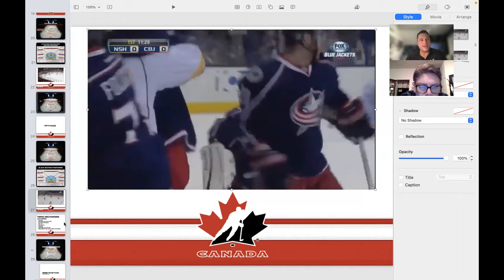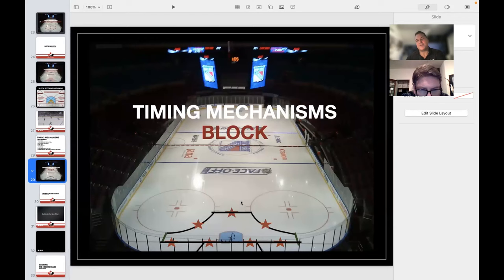And then these are the timing mechanisms for block. So are they going to come up here and shoot? That's a VH. If they come down here and shoot, it's either a regular on-post stop, or you could use a VH, but I'd reserve it for dead angle. And then is the player coming down and coming up here? That's going to be an RVH. Are they coming here at the edge of the crease? I use these three timing mechanisms for recovery.